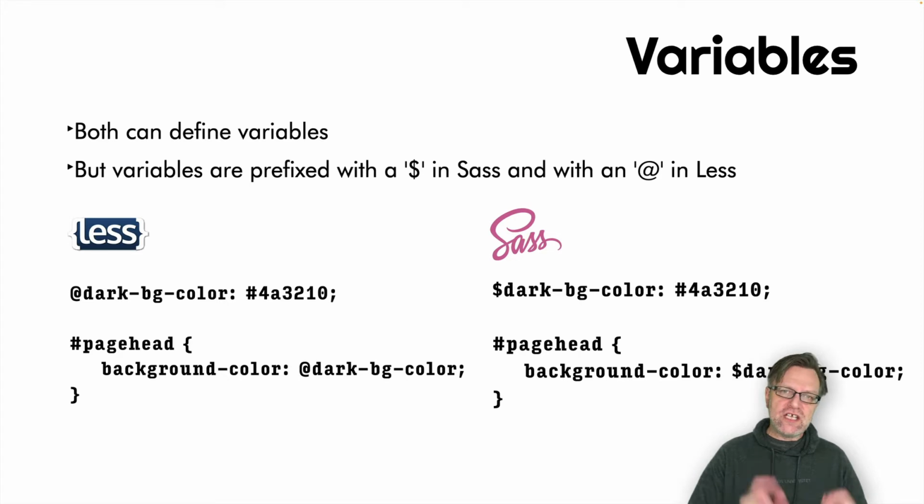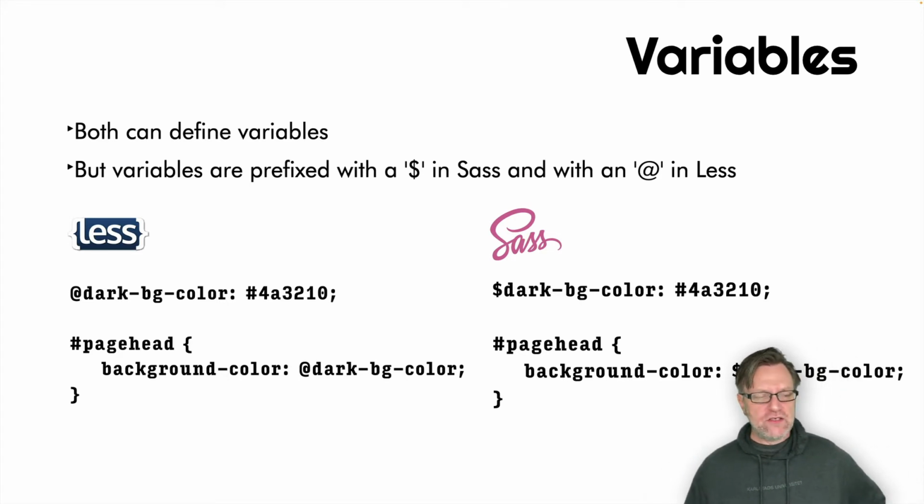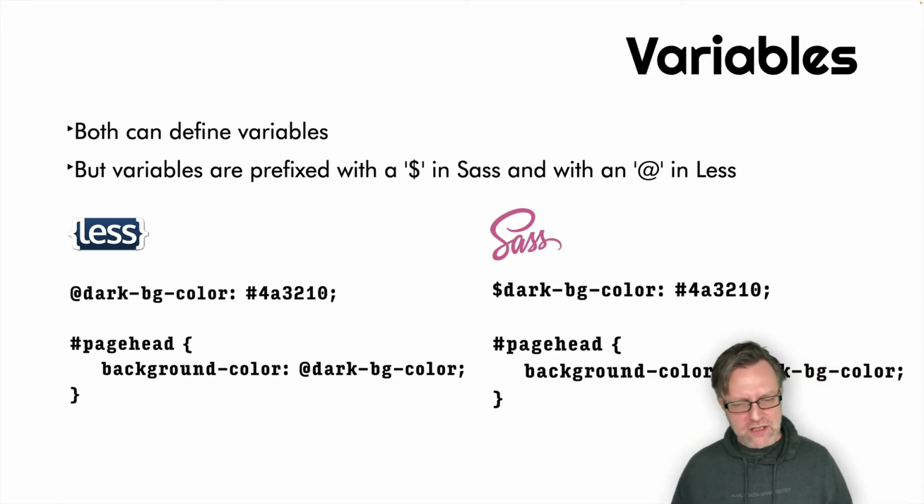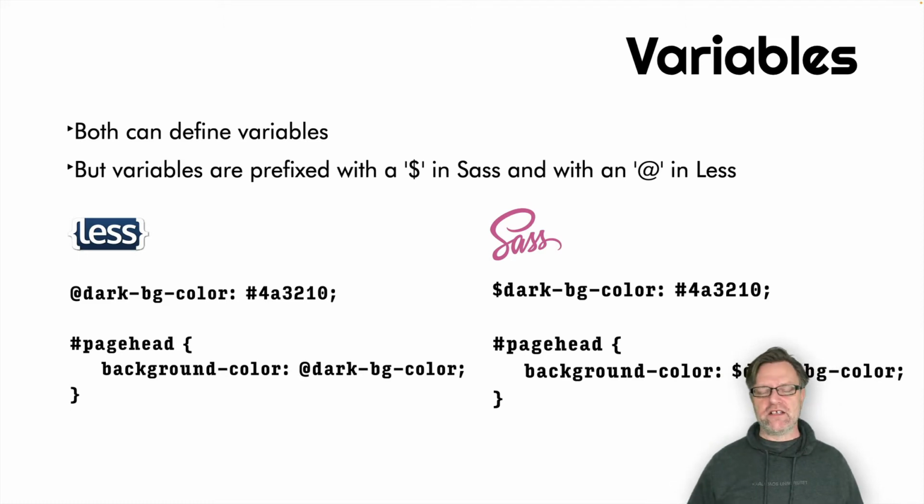They are syntactically a little bit different, but they work in exactly the same way. There is no big difference there. In Less, you write an @ sign to define a variable, and in Sass you start with the $ sign. But otherwise, you can see in my code here, they are kind of exactly the same.